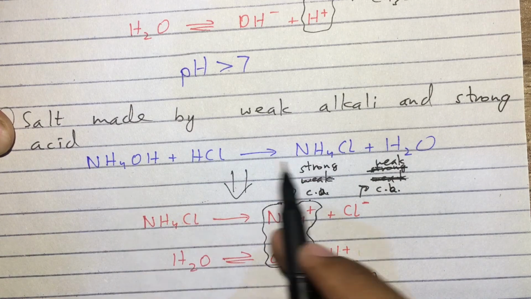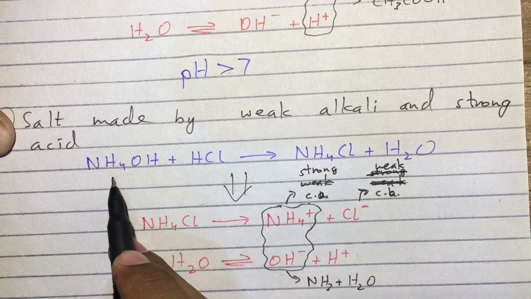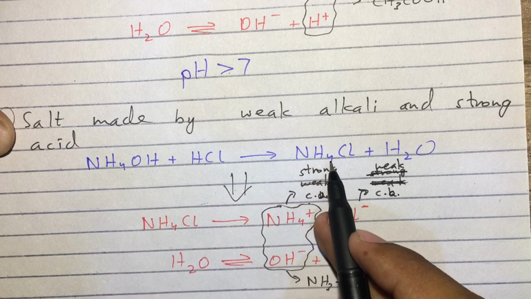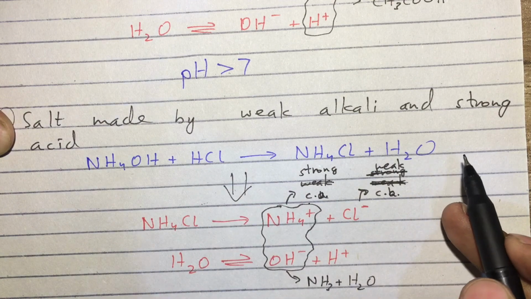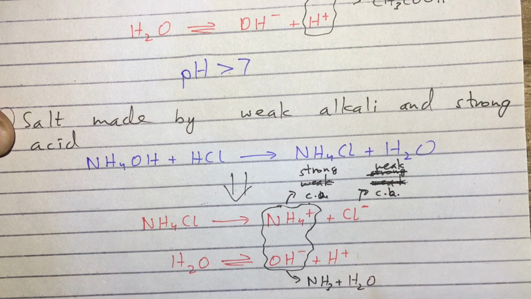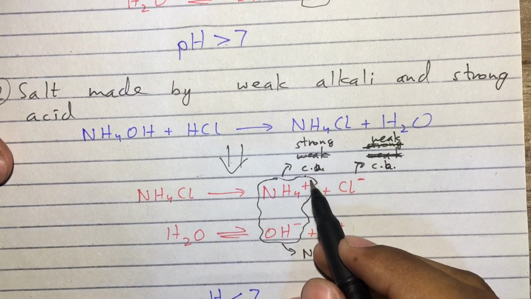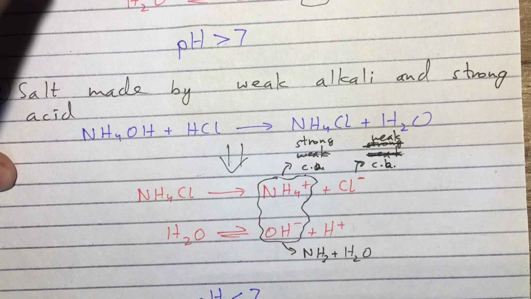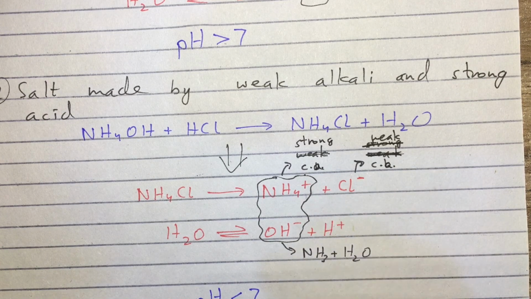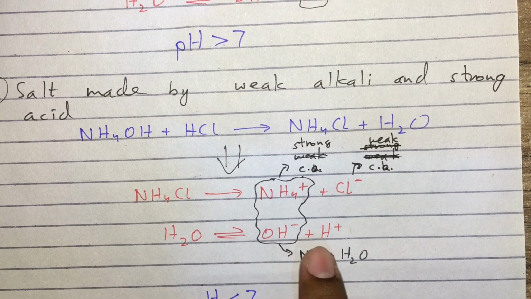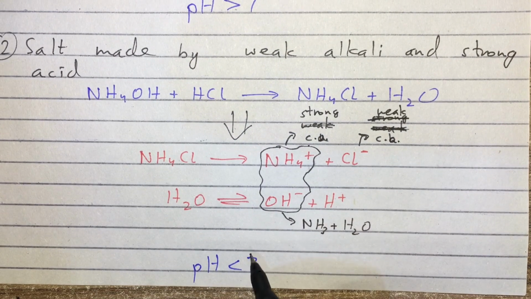So basically NH4+ was formed from NH4OH. NH4OH is a weak alkali, so it forms a strong conjugate acid, which is NH4+. HCl is a strong acid, so it forms a weak conjugate base, which is Cl-. Now since NH4+ is a strong conjugate acid, it donates protons easily, which is why it can easily react with OH- to form ammonia and water. So again the equilibrium shifts towards the right hand side. However, now more hydrogen ions are formed. The concentration of hydrogen ions increases, which is why the pH is less than 7.